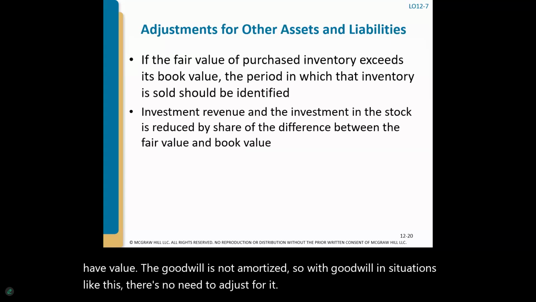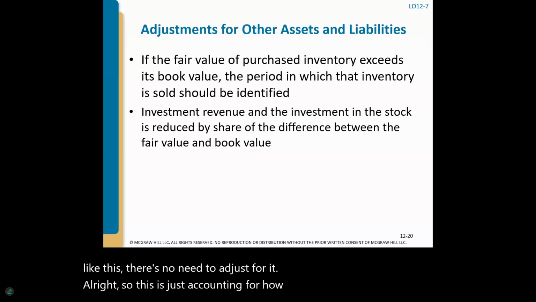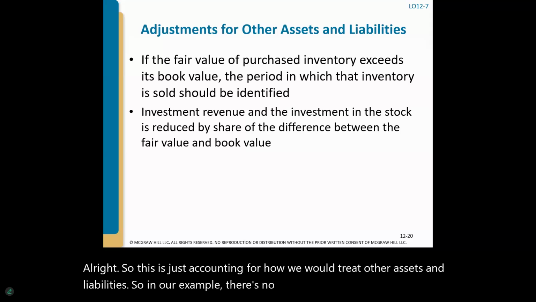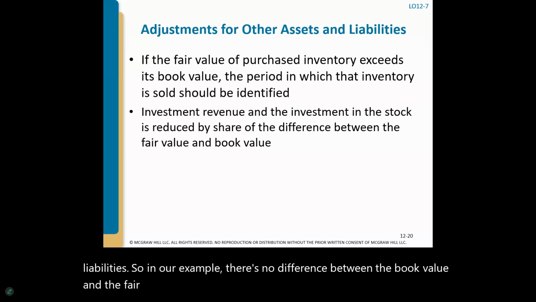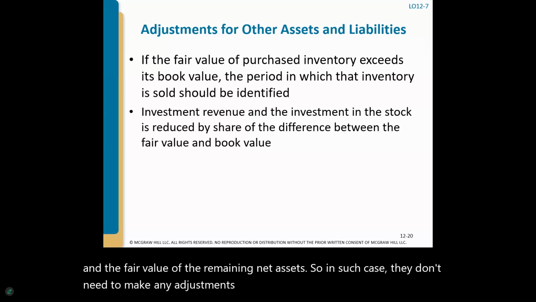All right, so this is just accounting for how we would treat other assets and liabilities. So in our example, there's no difference between the book value and the fair value of the remaining net assets. So in such case, they don't need to make any adjustments, but that's not always the case, right?